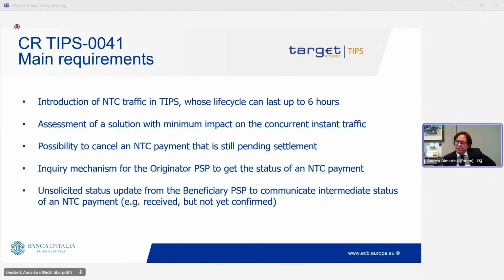We have been asked to introduce a new use case. Since we have 6 hours, the customer, the originator PSP, may decide at a certain point in time, if there is no response from the beneficiary PSP, to cancel the pending transaction. And to support all the abnormal scenarios investigation, there will be the possibility to inquire the system to investigate the status of a pending non-time critical payment, and also for the beneficiary PSP to send an unsolicited status update, just to inform the central system that the payment has been received by the beneficiary but has not been confirmed yet. So it's a kind of intermediate status that could be conveyed back to the originator, just to avoid the retransmission of the same transaction.